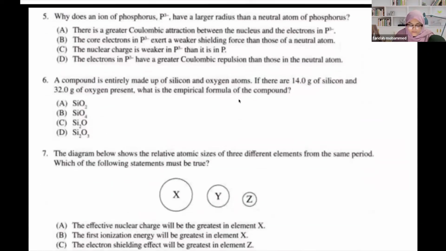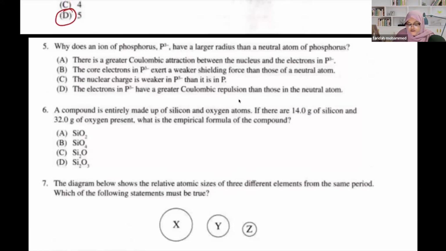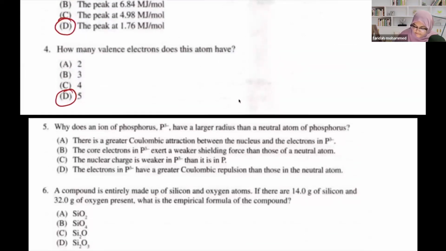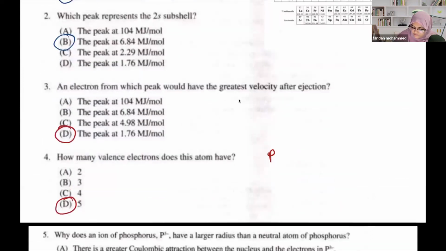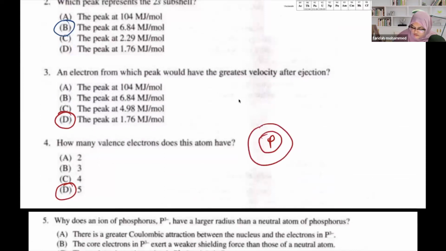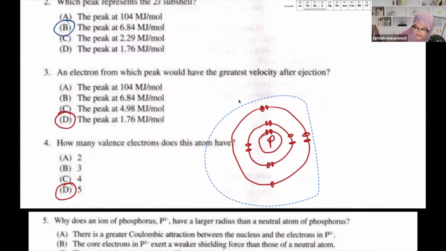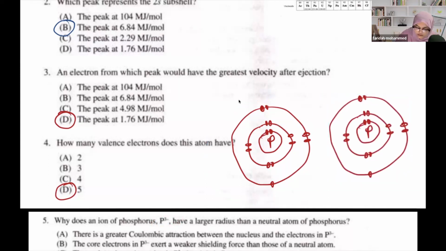Why does an ion of phosphorus, P3 minus, have a larger radius than a neutral atom of phosphorus? When we have phosphorus, let's just draw the Bohr structure for phosphorus. We're going to have 2 here, 8, and you're going to have 5. So this is a neutral atom, right? When you have P3 minus, that means you're going to have an extra 3 electrons. So let's just copy this one, and we're going to put an extra 3 electrons here. Minus 3.